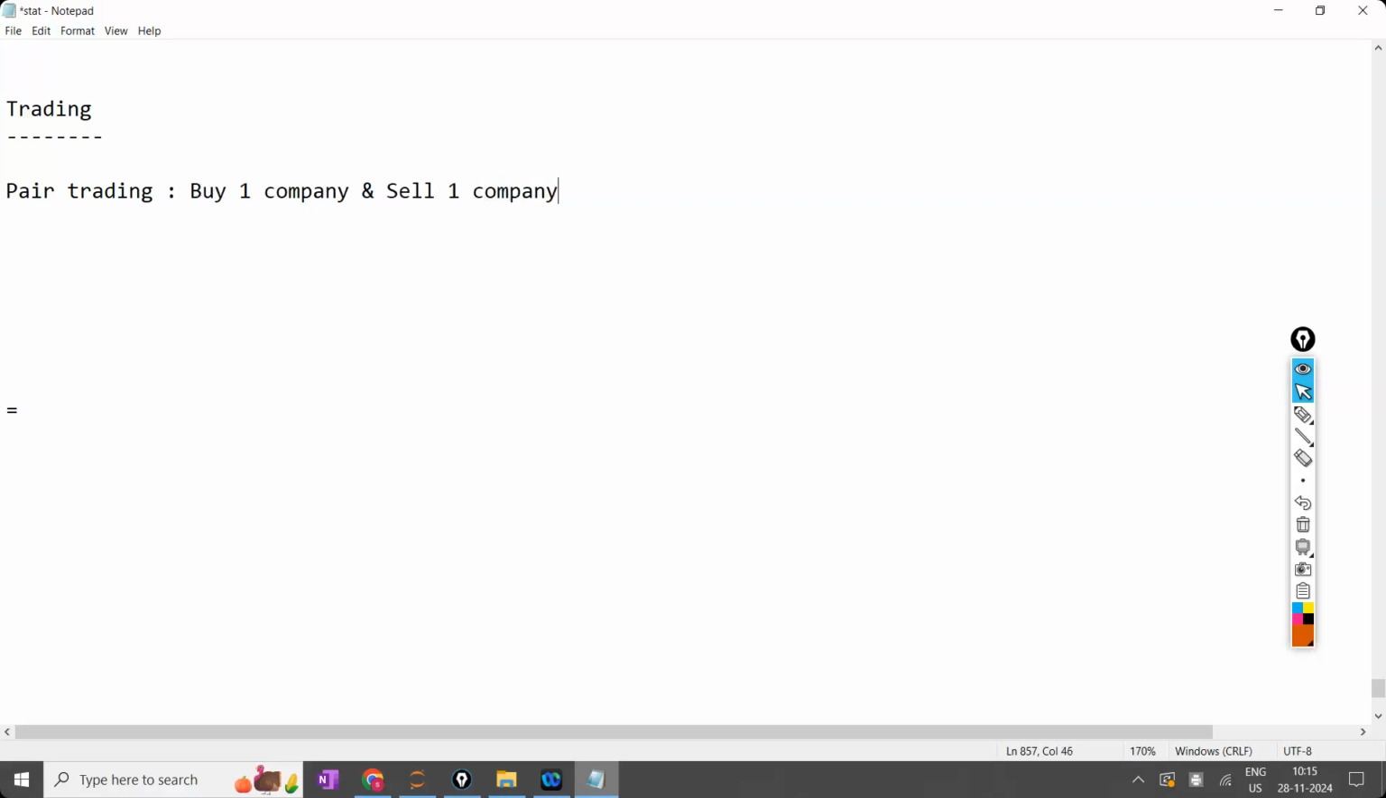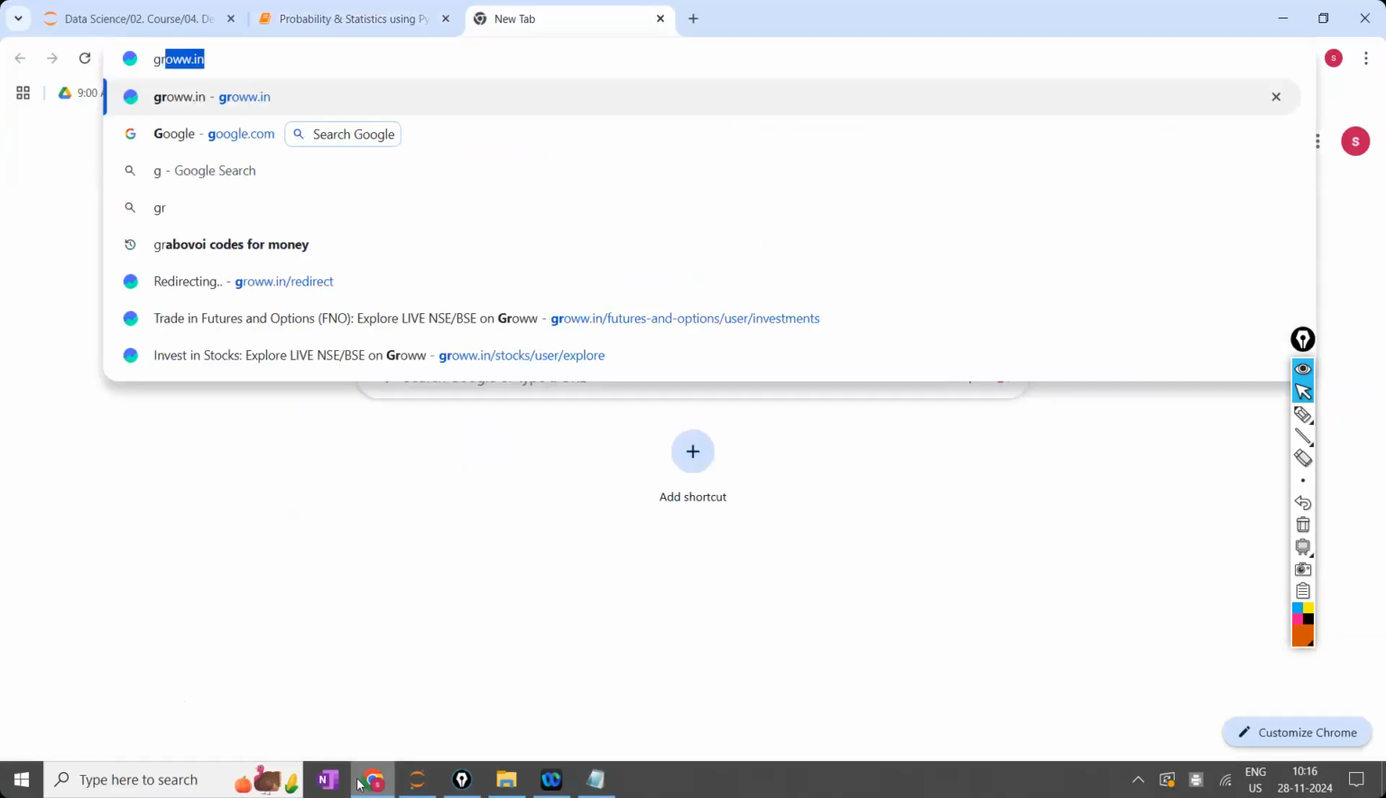I will buy, and at the same time, I will sell. One company's stock I will buy, one company's stock I will sell. For example, I'm going to purchase HDFC Bank and I'm going to sell Kotak Bank. Or sorry, let me check my positions which I have taken today.